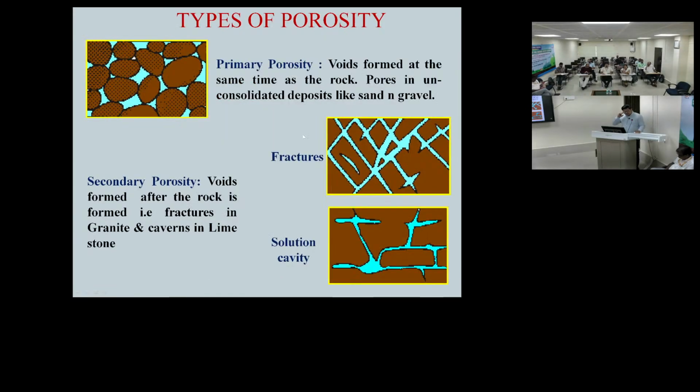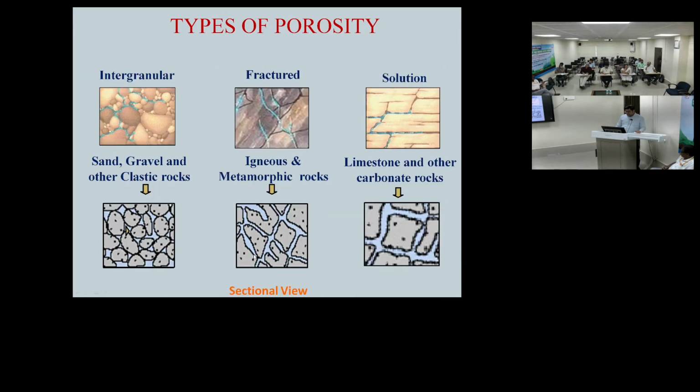Now the types of porosity: void spaces forming by the sedimentation are called primary porosity, and secondary porosity is there due to secondary forces, not primary forces. That is fractures, because of the compressive and tension forces on the earth surface. Due to this they have formed void spaces, which is called secondary porosity. Or solution cavity in limestone area. In limestone areas you can find solution cavity because of dissolution, chemical reaction, and those are called secondary porosity. These are the types of porosity.